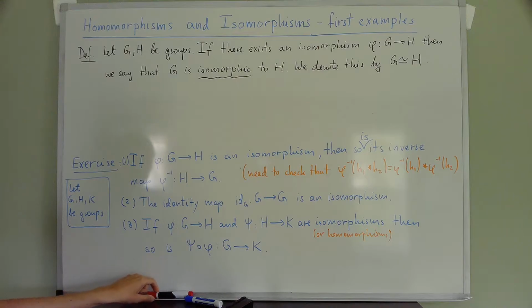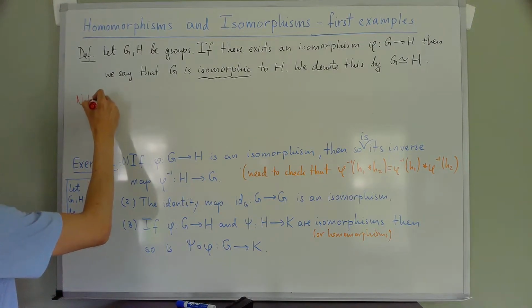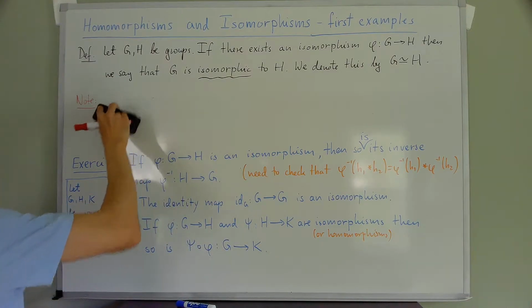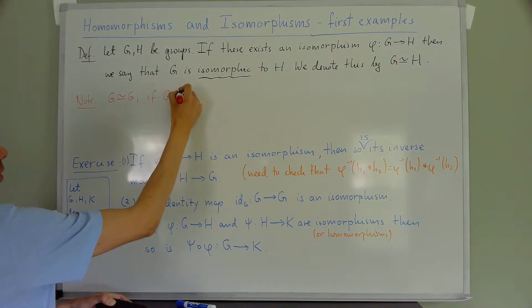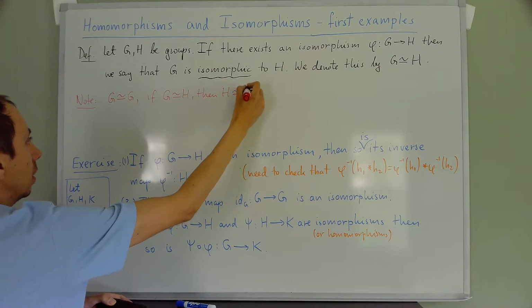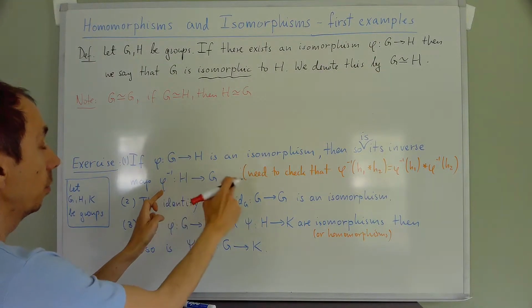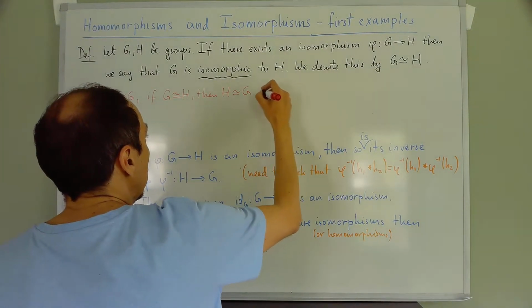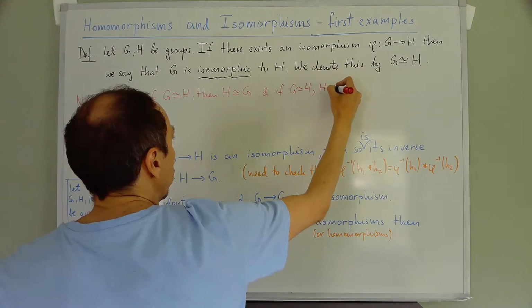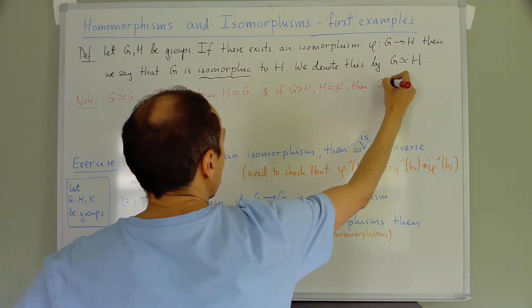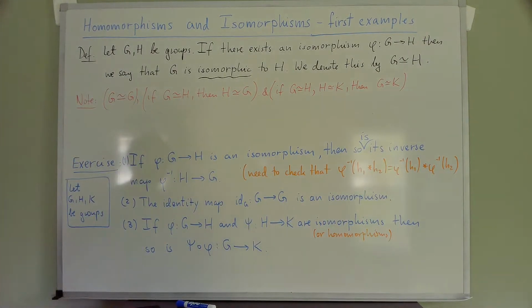And by these properties that we just showed here, or you will have shown, we get that, first of all, by property 2, G is isomorphic to G. If G is isomorphic to H, then H is isomorphic to G, because if I have an isomorphism from G to H, then the inverse map will give me an isomorphism from H to G. And if G is isomorphic to H, and H is isomorphic to K, then G is isomorphic to K. So we have these three properties, which means that isomorphism is an equivalence relation.